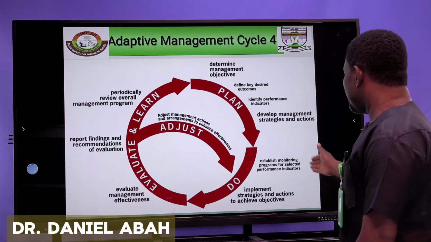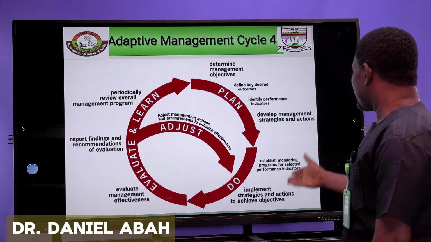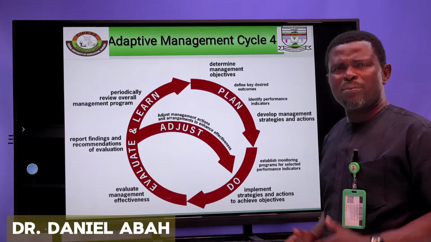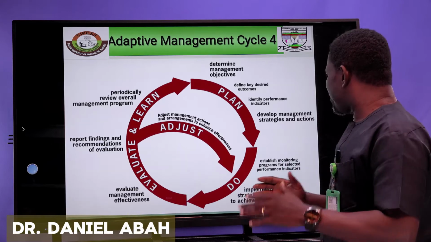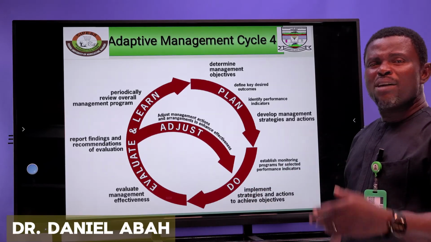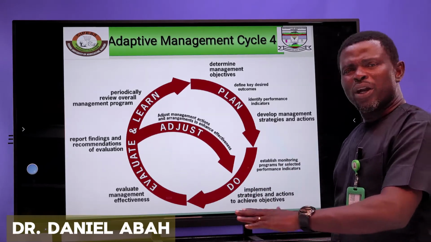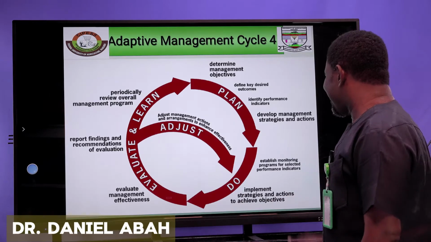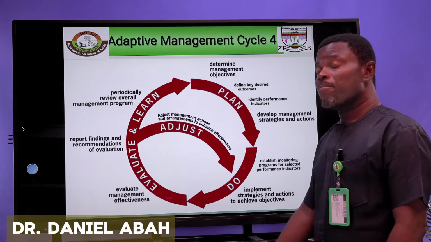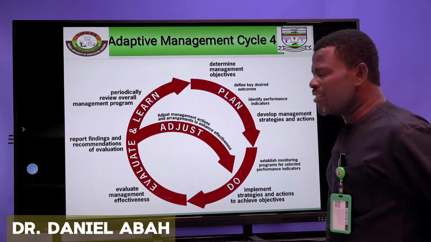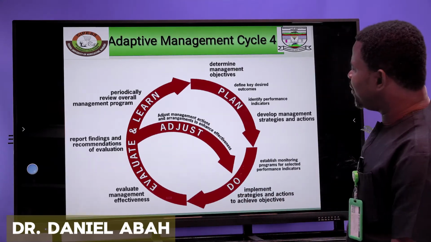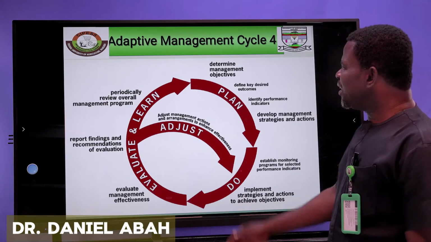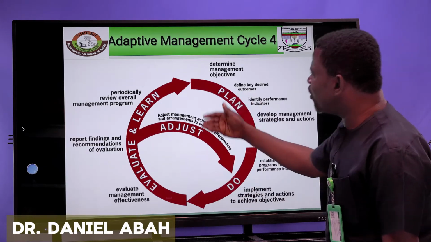What do you do? You establish a monitoring program for selected performance indicators, to enable you to know whether you are doing well or not. Implement strategies and actions to achieve objectives. And after that is done, you periodically review the overall management program.